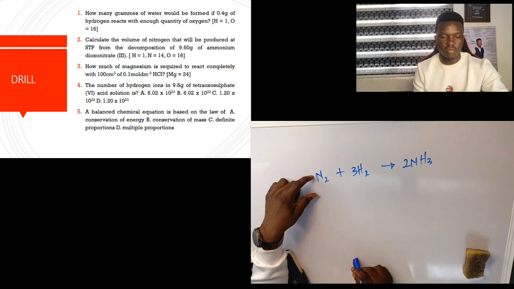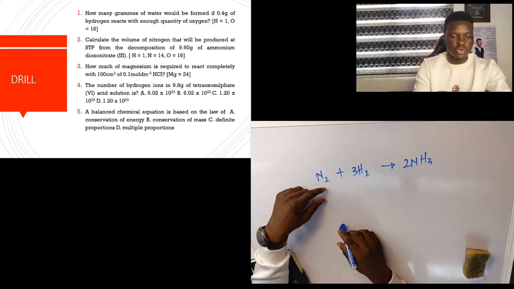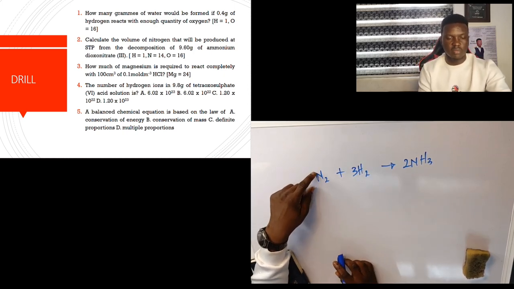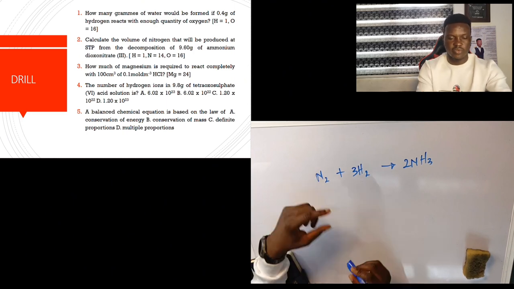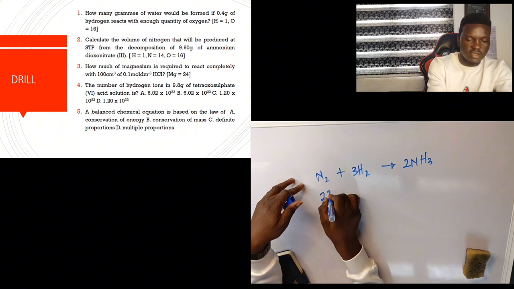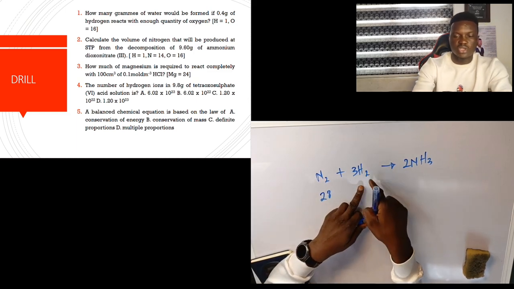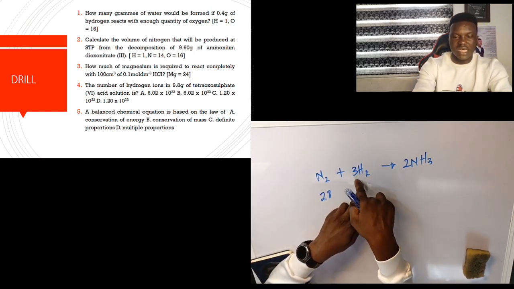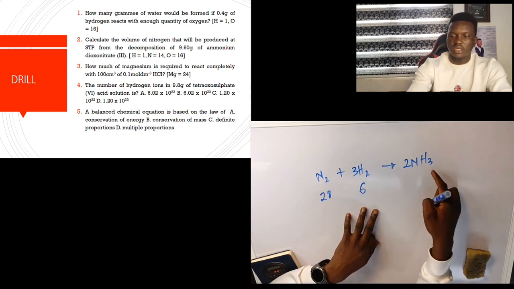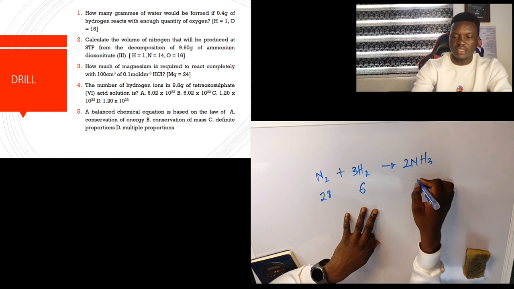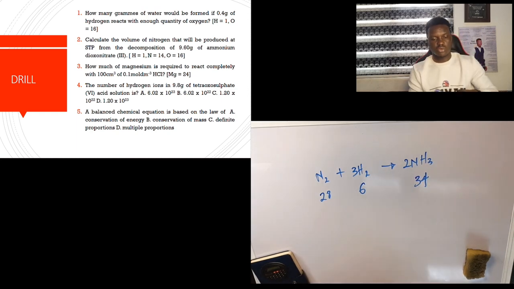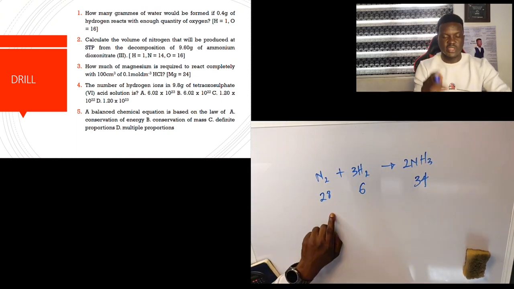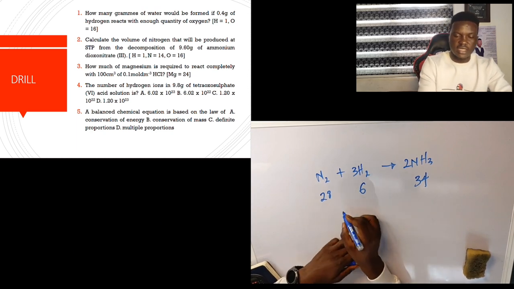for 1 mole of this, it is going to be, you remember, 1 nitrogen is 14, 14 times 2 is going to be 28. For hydrogen, 2 times 1 times 3, that's 6. So this is going to be 6. This is 17 times 2, that's 34. So if you add it all together, 28 plus 6, that's 34.